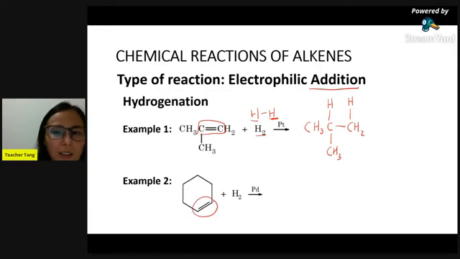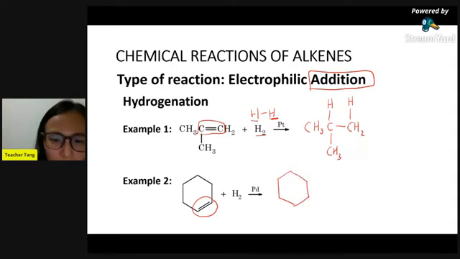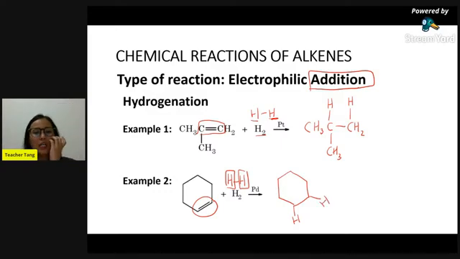The second example, so this is our alkene. The alkene undergoes an addition type of reaction. So the double bond becomes a single bond. How to draw the product? The double bond becomes a single bond, and then our electrophile is hydrogen. So each hydrogen goes to each side of the single bond. So this is the product of hydrogenation.